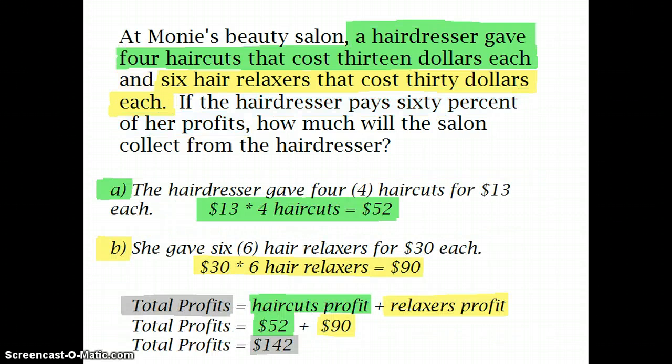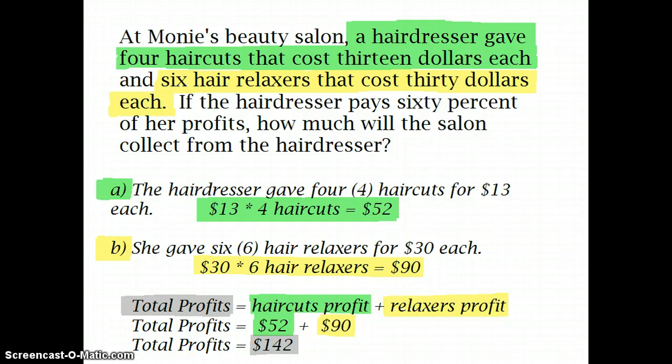Let's solve A and B. So A, the hairdresser gave 4 haircuts for $13 each. In order to find out how much that is total, I will multiply $13 times 4 haircuts, and that is equal to $52.